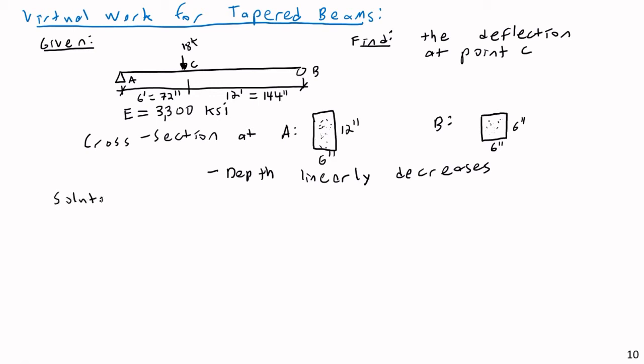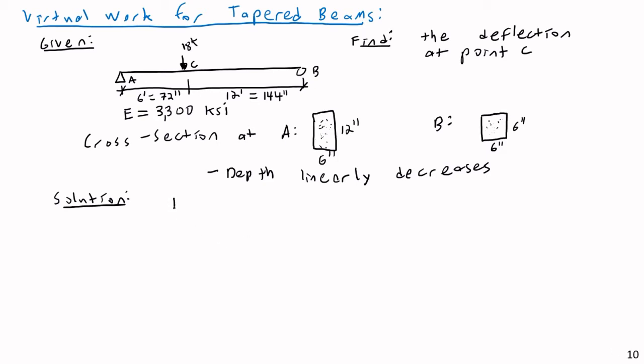So solution. Now, the first thing we're going to need to realize is that we are not going to be able to use the exact same method we did previously. Making the moment of inertia non-constant throws all of this for a loop.